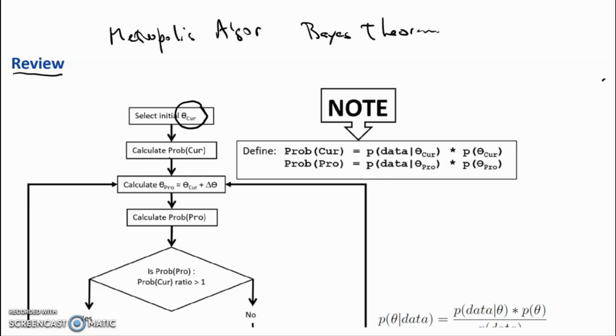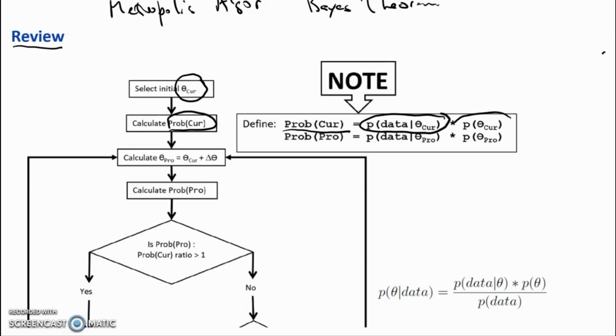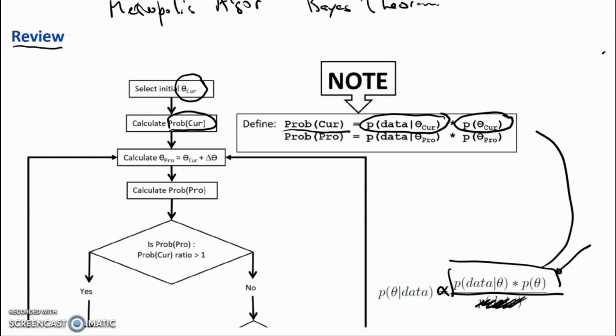And then we calculate this thing we're going to refer to as the probability of the current value of theta. And we're going to define it by taking the likelihood of the data given that value of theta multiplied by the prior probability of theta. And if we look at Bayes' theorem, essentially what we're doing is we're going to get rid of the denominator, replace it with a proportionality sign, and then this thing here is what we're generating.